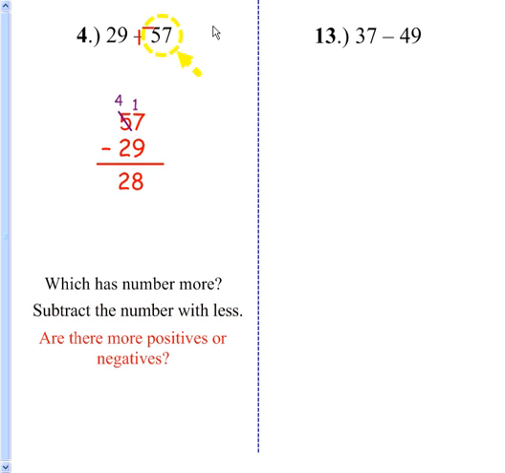And again, we can look at, are there more positives or negatives after we've gone ahead and changed the subtraction problem into an addition problem? There are more negatives. So negative 57. That means that our answer is going to be a negative number too. So negative 28 is the solution to problem number 4.